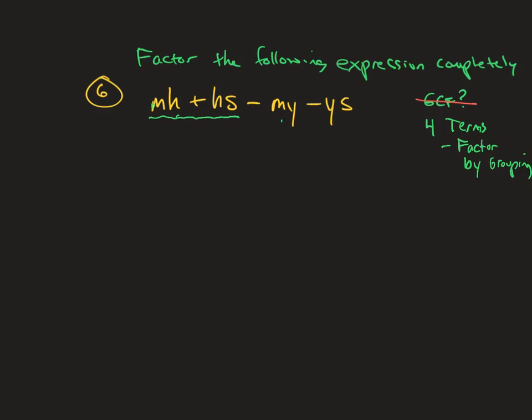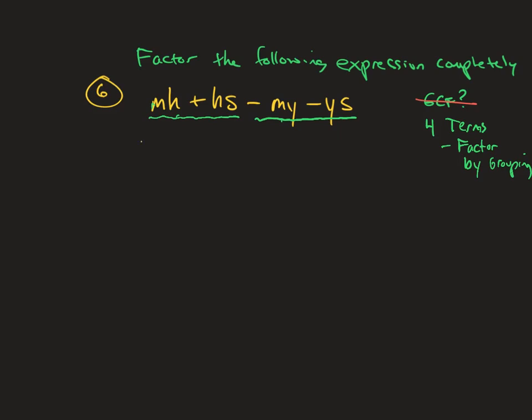If we look at the third and the fourth terms, nothing we can take out of both of those. We can't take an M out of both terms. We can't take a Y out of both terms. Or actually, we can take a Y out of both terms. So if you can take something out of both terms, then go ahead and do that. So we'll go through this process.